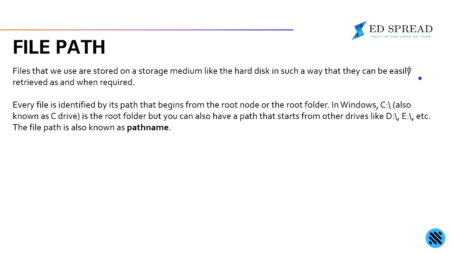Files that we use are stored on a storage medium like the hard disk or SSD, in such a way that they can easily be retrieved as and when they are required. Every file is identified by its path that begins from the root node, the root folder. In Windows, that is the C drive, D drive, E drive, and many drives available.